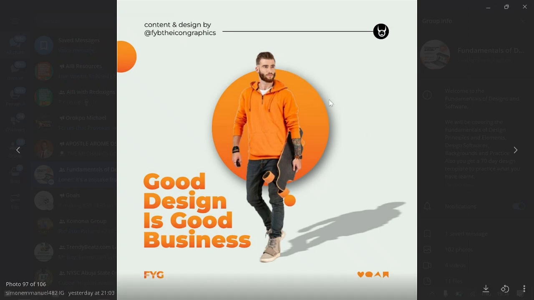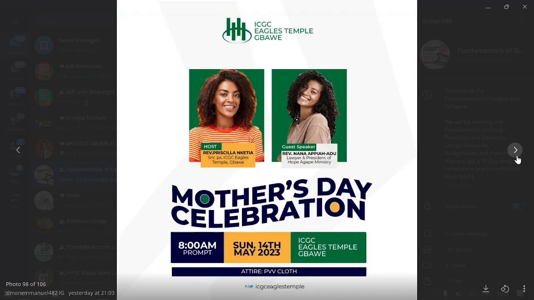Simon, I think this doesn't have a shadow. In the main design, that doesn't have a shadow, and also proximity for this case. But so far so good. I think it's a nice design. Then we have this.